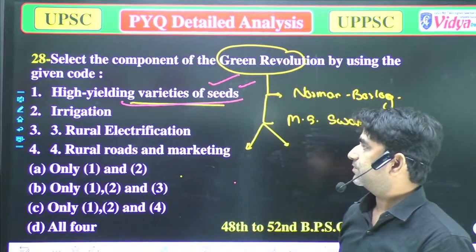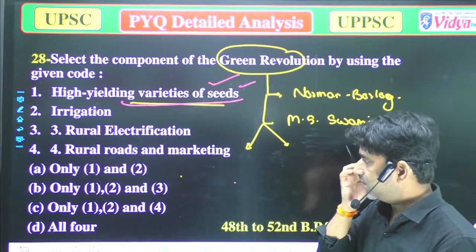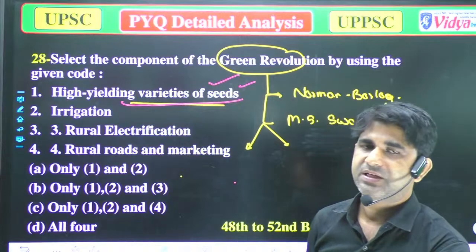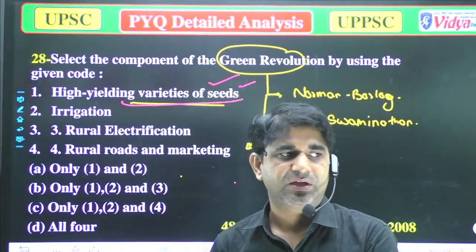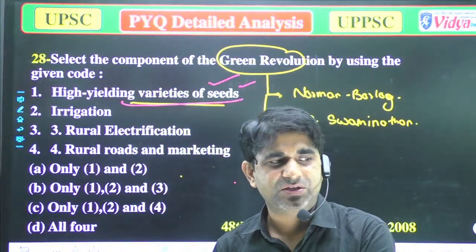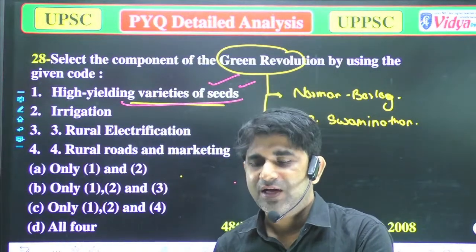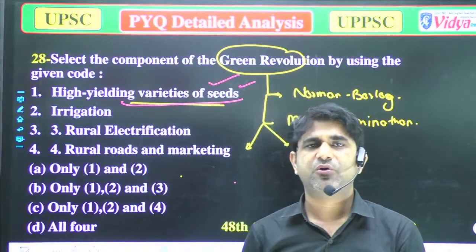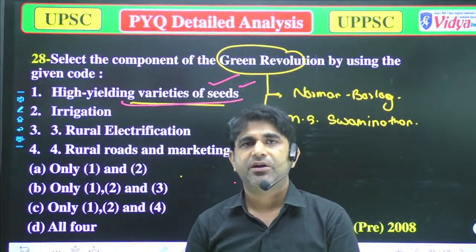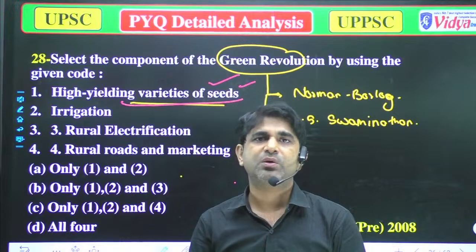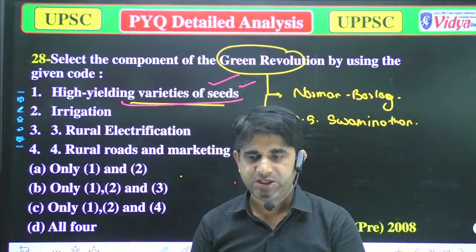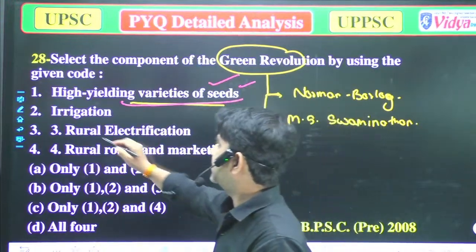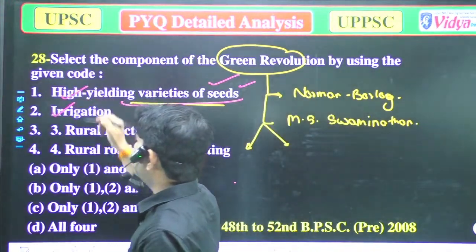Second is irrigation. Irrigation is also good, because for high yielding crops there is a need for proper irrigation. Now you can correlate why irrigation is important. If you have any confusion, irrigation is the term for providing water to the plants. So that's true, irrigation is also correct. So option 1 and 2 is correct.